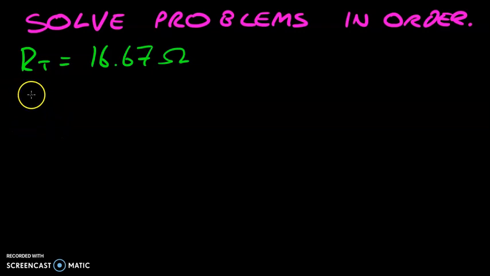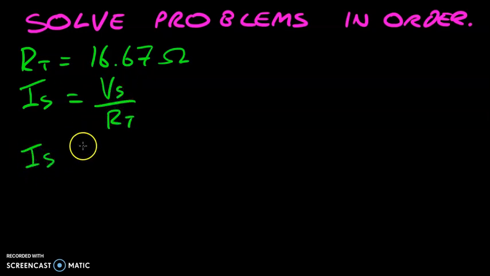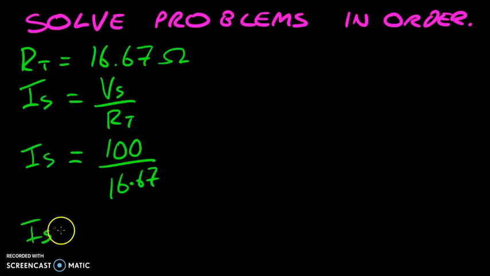So we needed to find our current, IS. Well, IS is simple. IS is equal to VS over RT. So current supply, the total current leaving the battery in that circuit, is equal to the battery voltage divided by the total resistance, assuming there's no other internal resistance in the battery or resistances in the wires. So IS is equal to 100 divided by 16.67, and without getting my calculator out, I'm pretty certain that is 6 amperes.